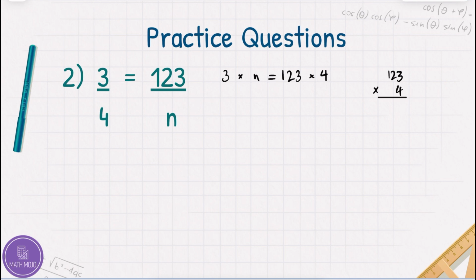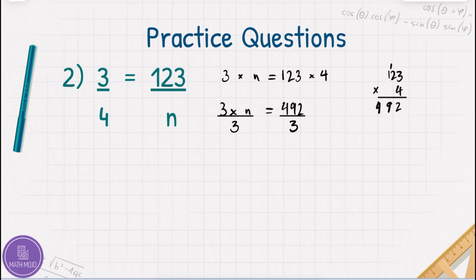So over here we get 2, and then we have our 1 over here, and then we're going to do 4 multiplied by 8 plus 1 is going to give us 9, and then 4 multiplied by 1 is going to give us 4. So on this side we get 492, and we didn't touch anything on this side, so we'll leave 3 multiplied by n. And now we're going to divide both sides by 3, just like we did in our other questions. Divide by 3, divide by 3.